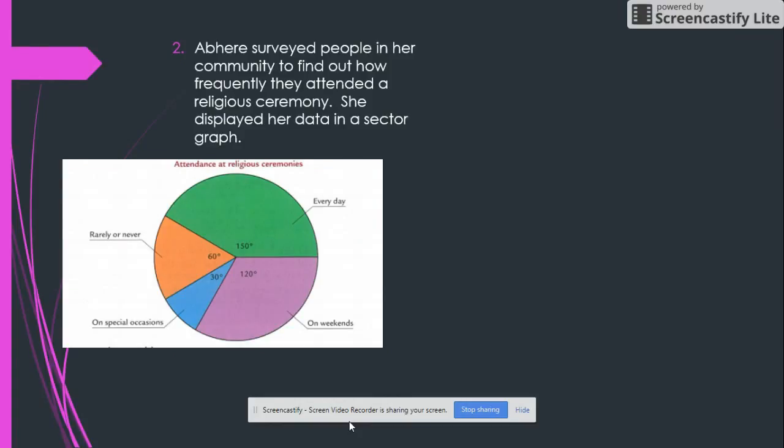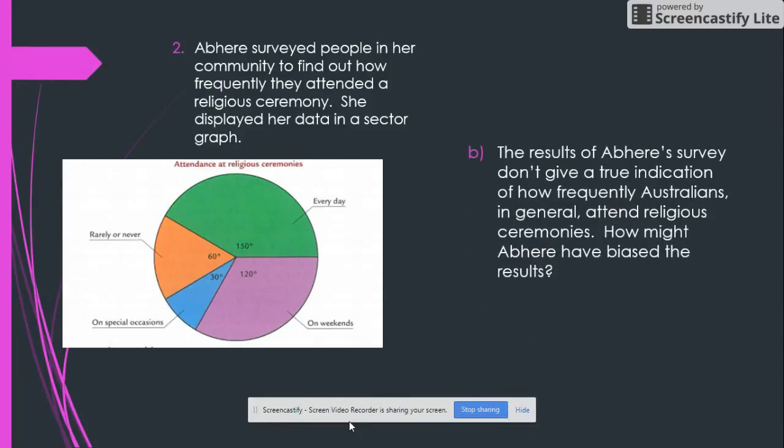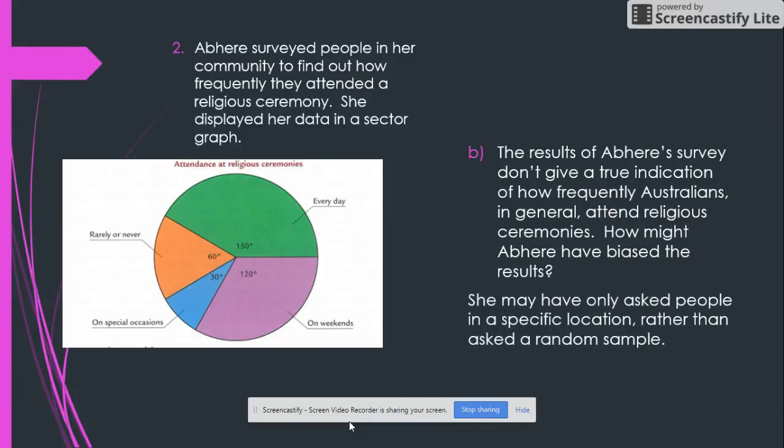Okay, Abhere surveyed people in her community, the same question. B, the results of Abhere's survey don't give a true indication of how frequently Australians in general attend religious ceremonies. How might Abhere have biased the results? So how do you think she skewed the results? She may have only asked people in a specific location rather than asking a random sample. So she may have gone to a place where people don't go to church and asked them, or gone to a place where people go to church all the time.